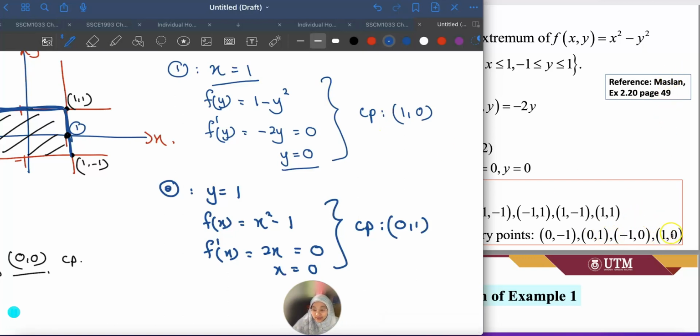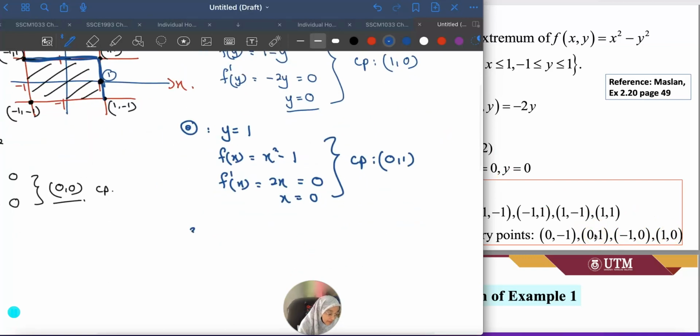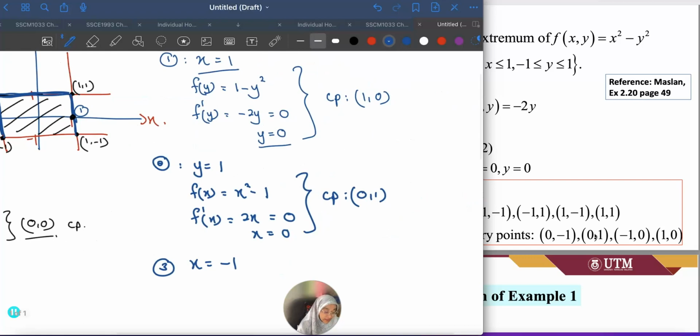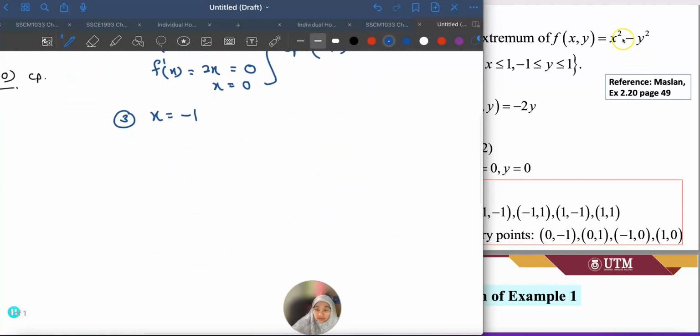(1, 0) is here, we did that, and (0, 1) here, okay. And then the third line, where is it? Here. So this happened at x equal to negative 1. So we replace x equal to negative 1 into this function.